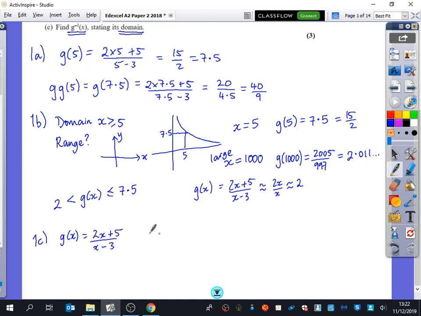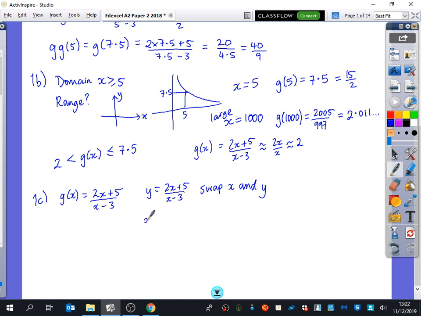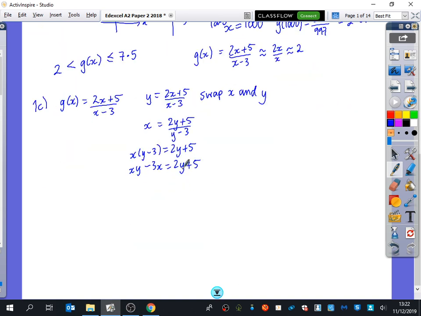The way we should do this is we write it out as y equals 2x plus 5 over x minus 3. And the way I've taught you to do this is to swap the x and y values and then rearrange to make y the subject. So we'll do that swapping. We get x equals 2y plus 5 over y minus 3. And then I'm going to multiply that by the y minus 3. I'm going to expand. And then I'm going to collect the y terms together.